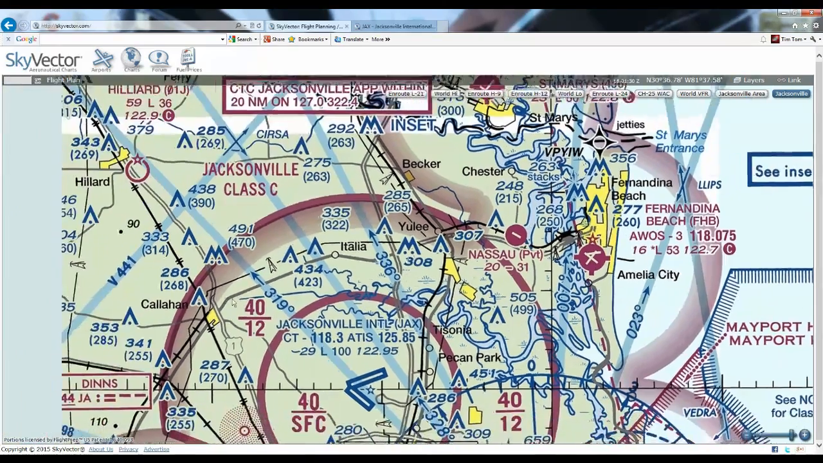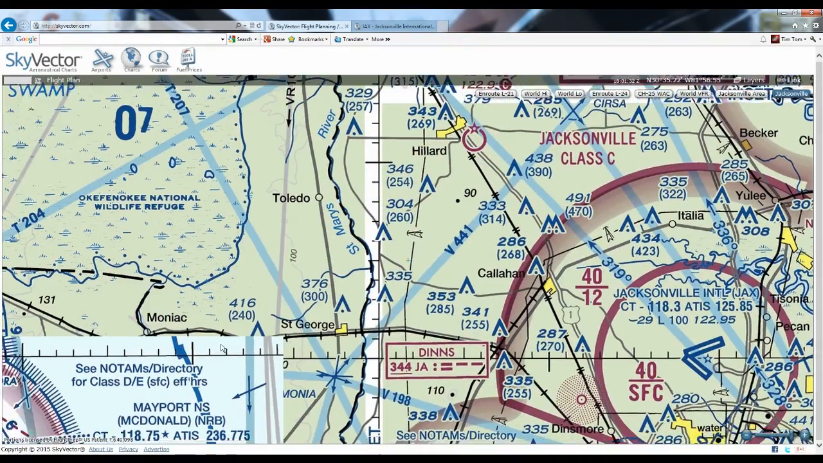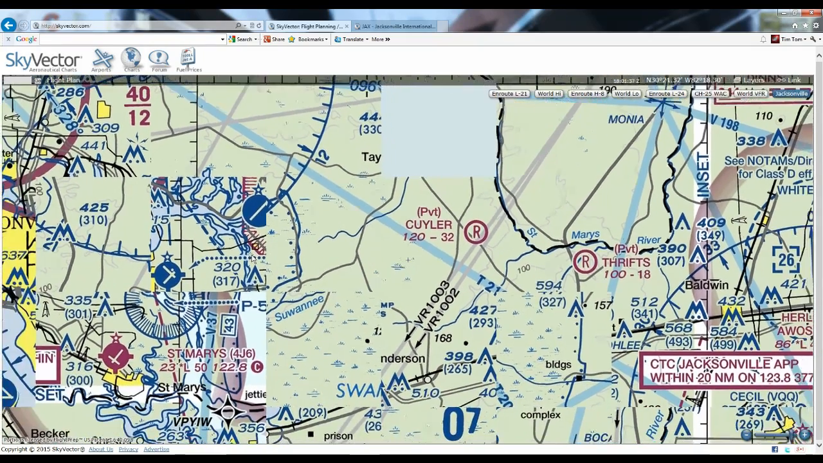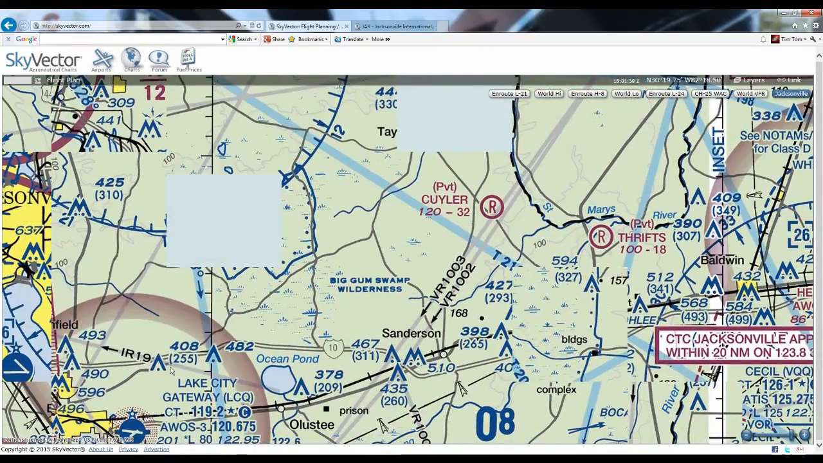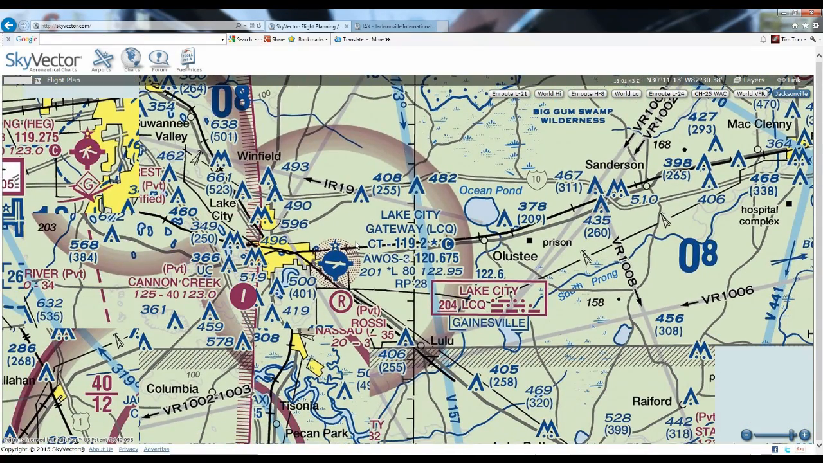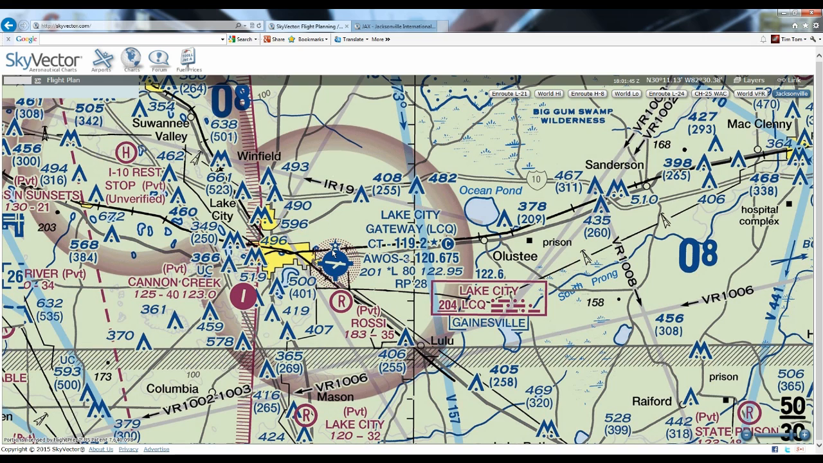Now, real quick, I want to show you an interesting one. We zoom over here. As soon as I find it. Here's a fun one. Let's look at this one. And I'm going to use this one to lead us into airspaces. This is Lake City Gateway Airfield right here in Lake City, Florida.